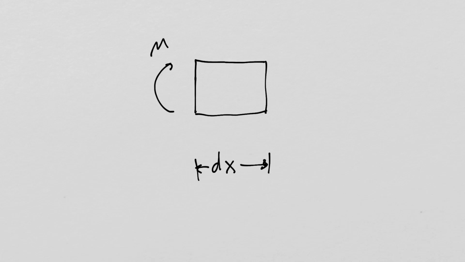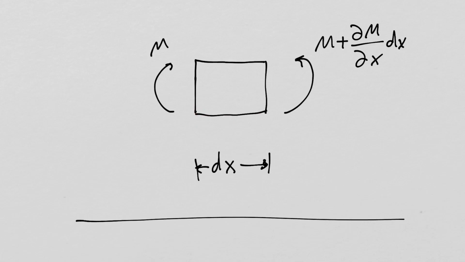So here's our little piece. This little piece has a very small extent, which we call dx, just a little infinitesimal extent. And we know that on the left side, it is subject to a bending moment, and on the right side, it is subject to a bending moment. The bending moment on the right side is going to be the bending moment on the left side plus the partial derivative of the bending moment with respect to x times dx. The bending moment is a function along the wire.